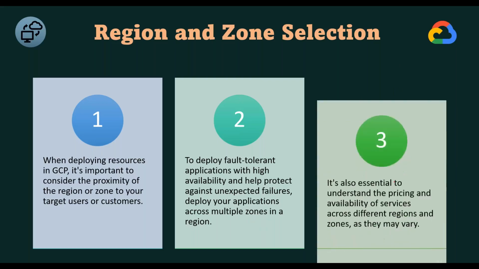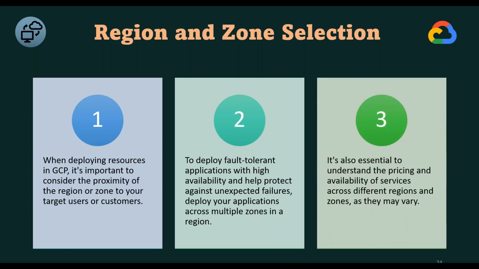And the third point is that it is also essential to understand the pricing and availability of the resources across different regions and zones, as they may vary. So what is that point, sir? He is saying that you have locations, you have regions, you have zones, zone 1, zone 2. In zone 1 you have a VM, and in zone 2 we also have a VM. Is the cost of this VM and this VM the same or not? They say that it will not be the same. If it is 10 here, it could be 15 rupees there.